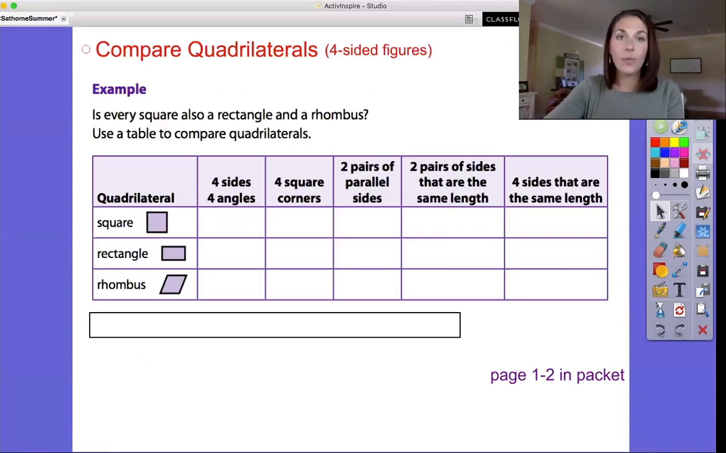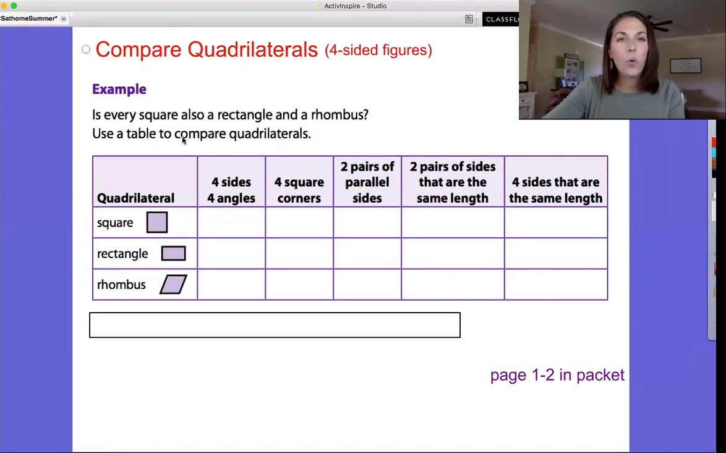So let's get started with comparing quadrilaterals. And remember, our quadrilaterals are our four-sided figures. We're going to look here at this question. It says, is every square also a rectangle and a rhombus? Use the table to compare.